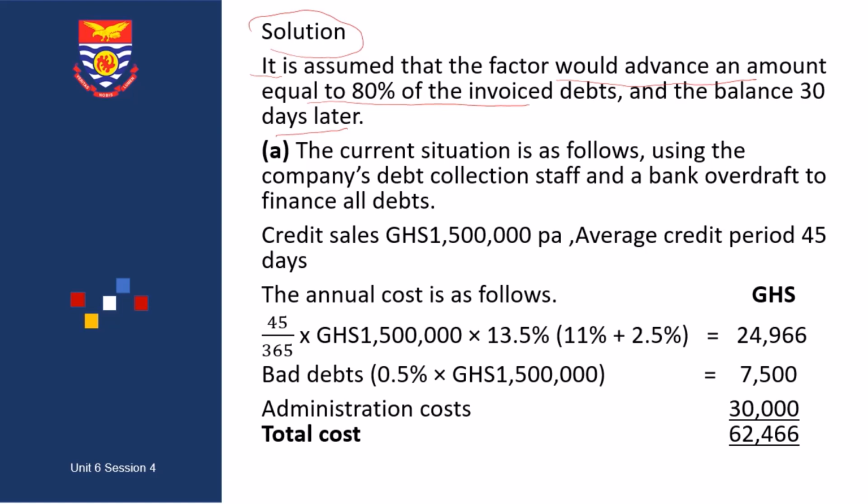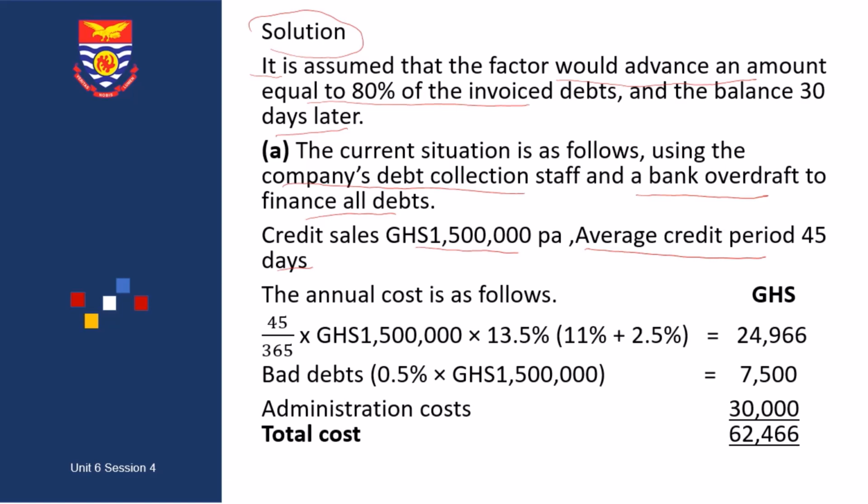So we are looking at the current situation and also using the service of the factor, as I explained. So using the company's debt collection staff. If the company chooses to collect the debt itself without using the service of the factor, and also an overdraft to finance the debt, let's see the cost that they are going to incur. So the credit sales was given to be 1,500,000 per annum, and the average credit period is 45 days.